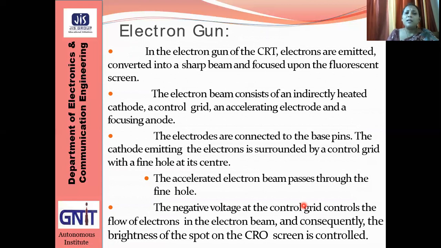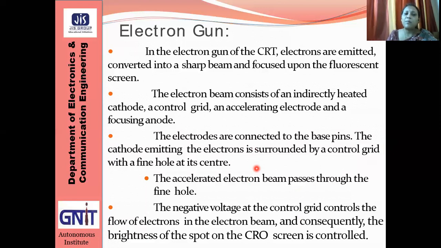In the electron gun of the CRT, electrons are emitted and converted into a sharp beam and focused upon the fluorescent screen. The electron gun consists of an indirectly heated cathode, a control grid, an accelerating electrode, and a focusing anode. The electrodes are connected to the base pins.